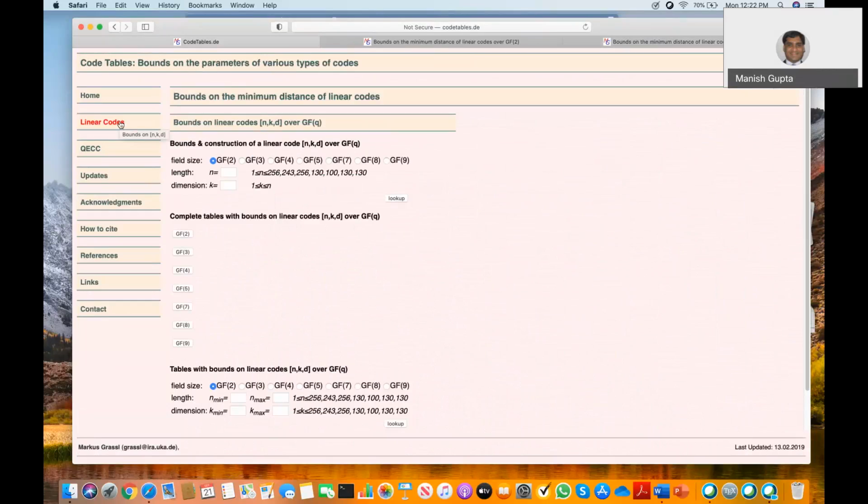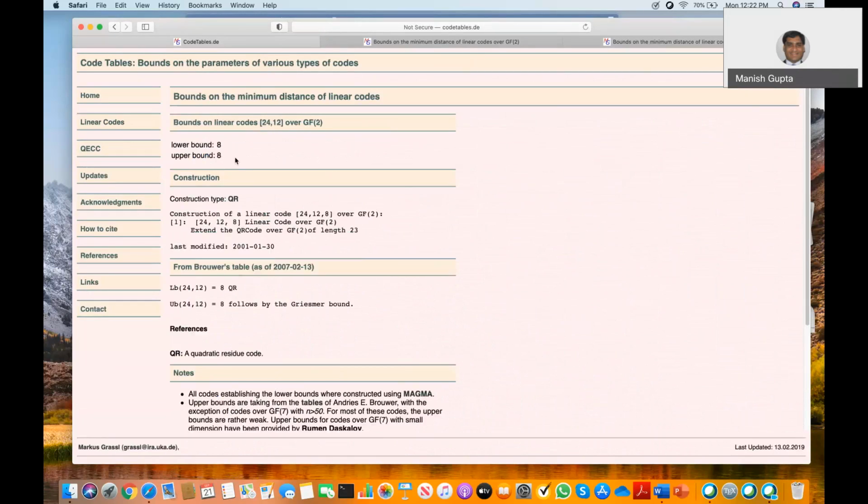You can also check one particular case, say n is 24 and k is 12. What code do we get? 24, 12, 8. And actually this follows the upper bound and lower bound. So it's a quadratic residue code. We'll talk about it later on. So an exact code is available. In fact, this is the extended Golay code. So it's an optimal code.